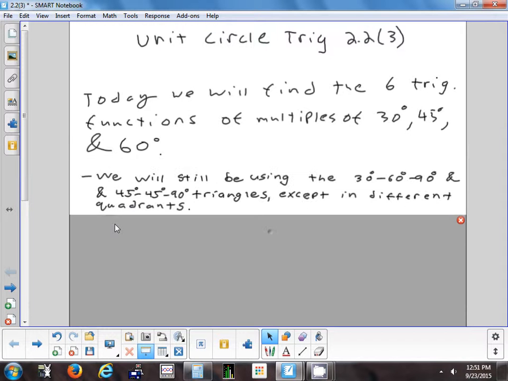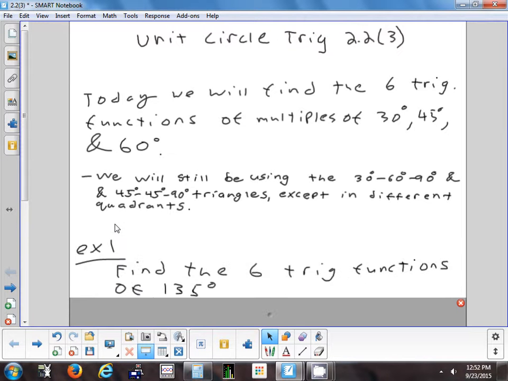As long as you understand the basic idea of what we did yesterday, today is a very, very small extension. We're still going to use the 30, 60, 90 and the 45, 45, 90. So we're still going to see numbers like 1/2, root 3 over 2, and root 2 over 2, except it's going to be in different quadrants.